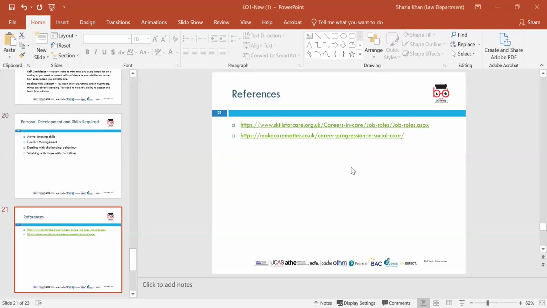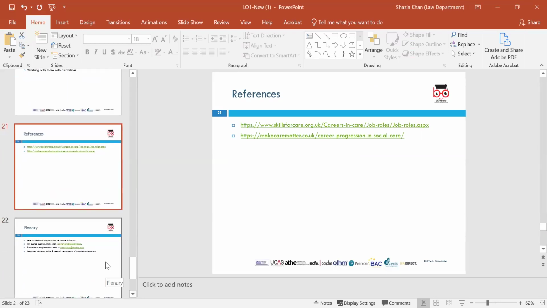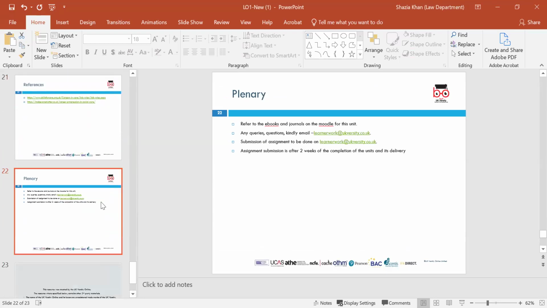These are the references we've used for today's learning outcomes. So you could refer to these, and the links, you could go on to that straight away, and that would help you. Has anyone got any questions?